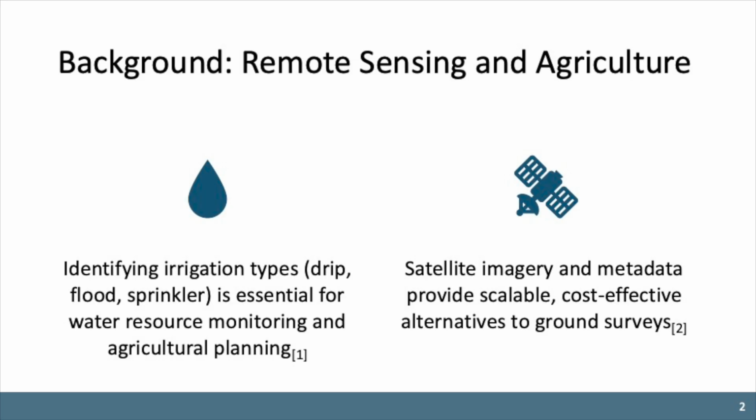This is essential for water resource monitoring, which is like optimizing water use for water scarcity, as well as agricultural planning. Our primary focus here is using remote sensing data. Satellite imagery and metadata provide scalable and cost-effective alternatives to ground surveys.